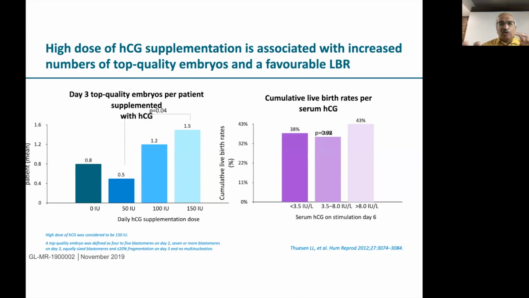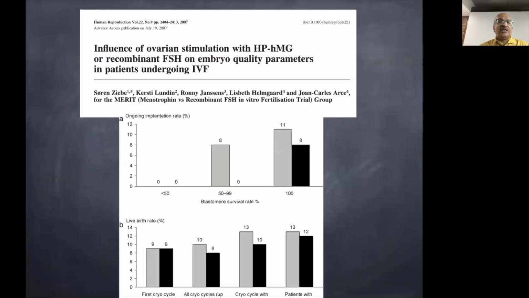So Menopur and HMG-HP allow you to use this HCG in combination with a highly purified FSH, decreasing the growth of the smaller follicles, giving more larger follicles, and obviously adding to the top quality embryos.